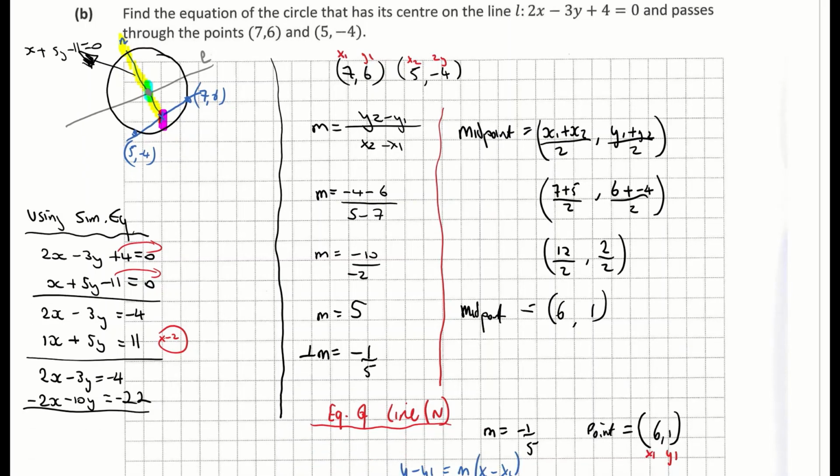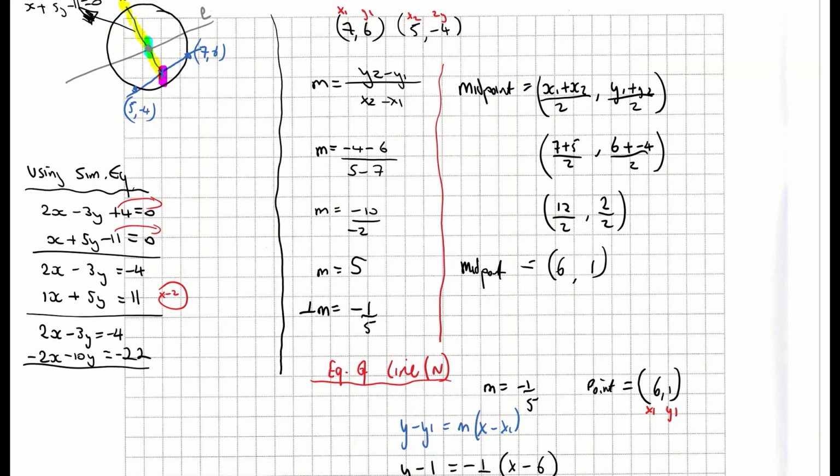And then 2x take away 2x is 0, so I can cancel them out. -3y minus 10y is -13y. And -4 minus 22 is -26. So therefore, y is equal to, dividing both sides by -13, minus divided by minus is plus, 13 into 26 is 2. So there's my y coordinate of my center. So I'm going to come up here and write in my center y coordinate as 2.